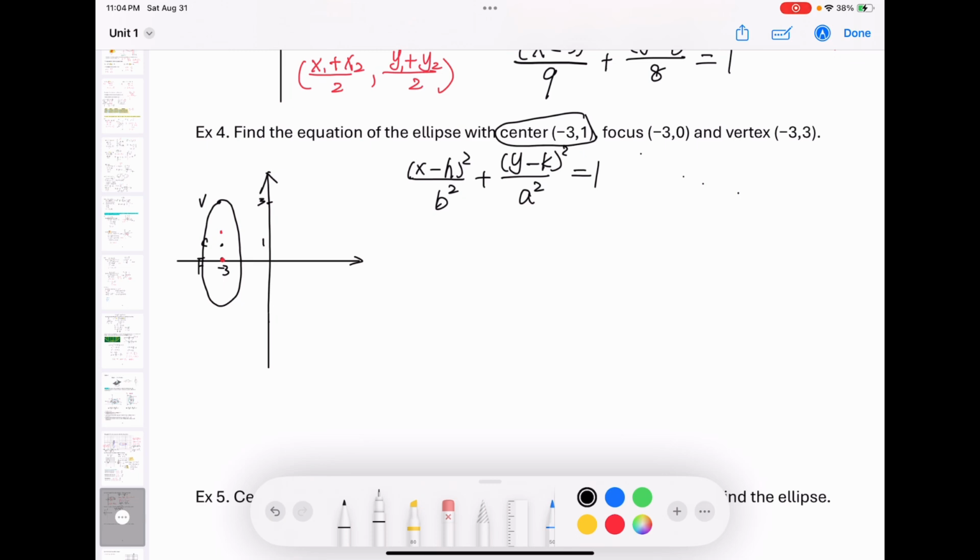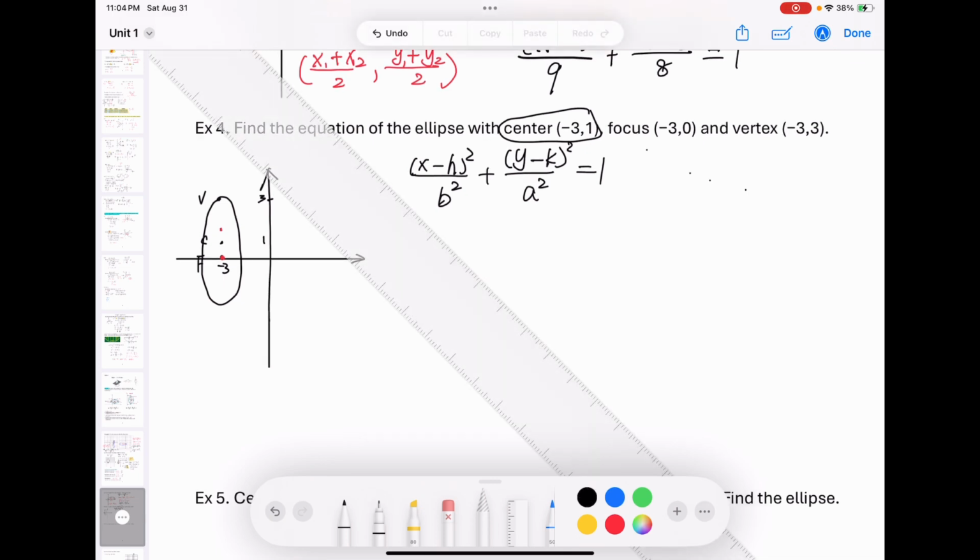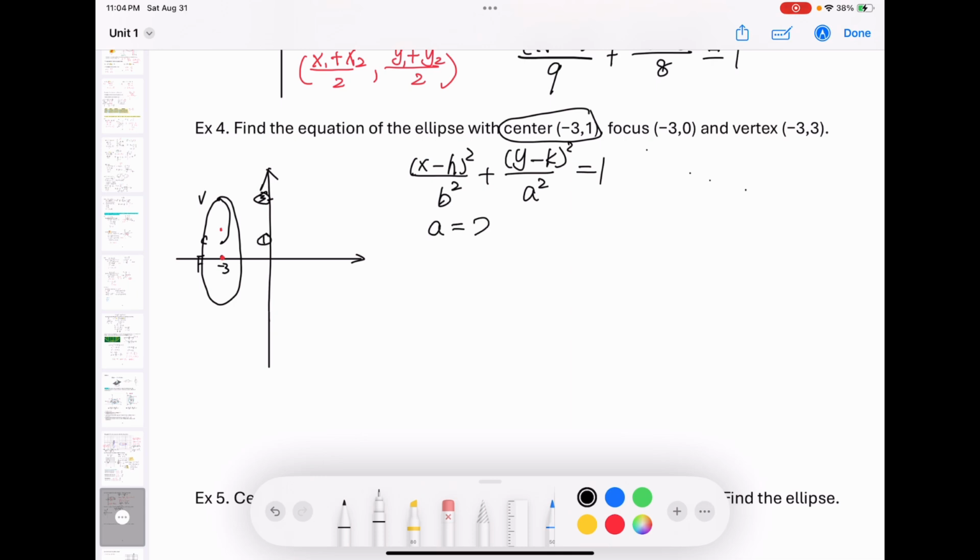And then the A and B. What is the A? So A is a distance from my center to the top. From 1 to 3, what is that? So A is equal to 2 because from 1 to 3 is 2. And then what is the C? C is the distance from my center to the focus. I don't know this focus, but I know this focus. The y's value is 0. The distance from the 1 to 0 is 1. So C is equal to 1.